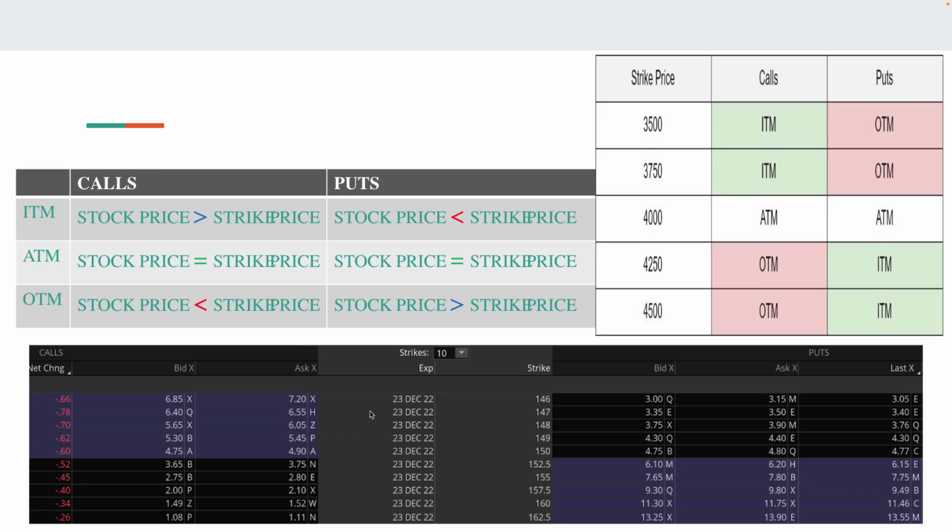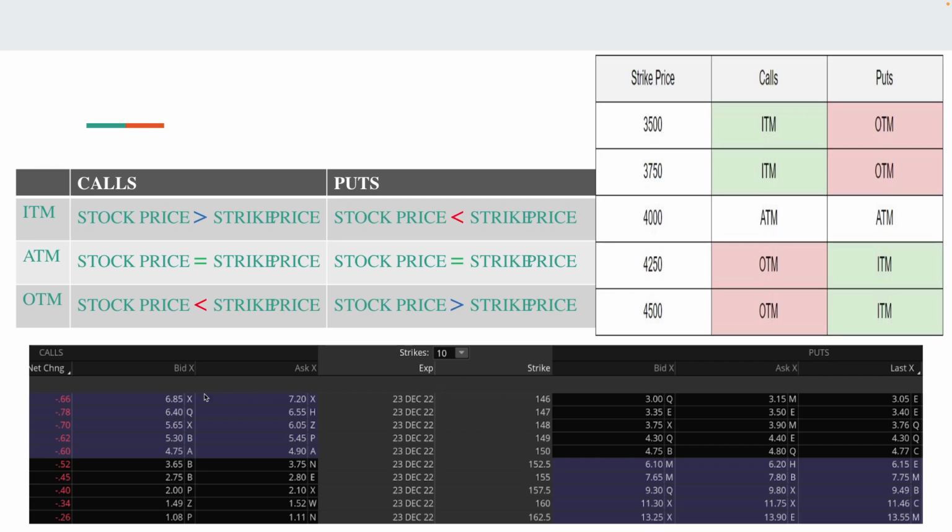On the bottom, we have the actual option chain on TD Ameritrade's Thinkorswim platform. Again, the option chain will look different depending on the brokerage you use, but they will display the same information. Here are the options expiring December 23, 2022. All of these are grouped by expiration, so all of these are for that same expiration date. And then you see the strike column here. These are the different strikes, and they are sorted in ascending order.